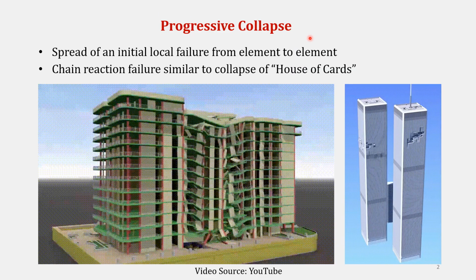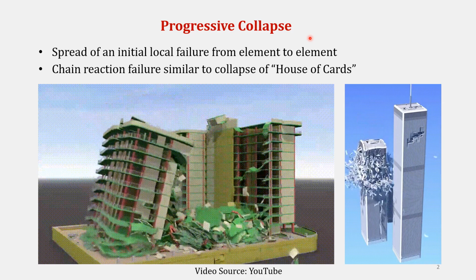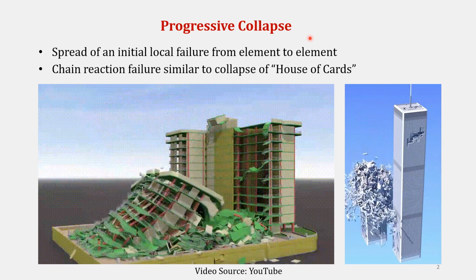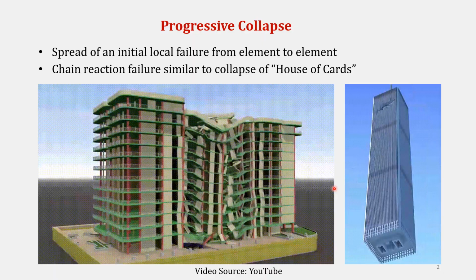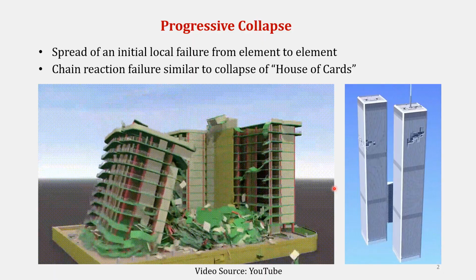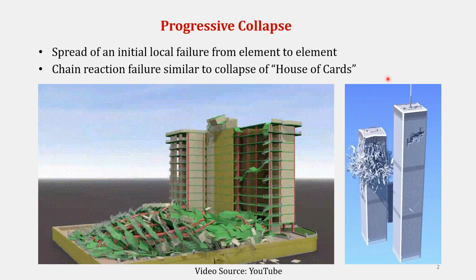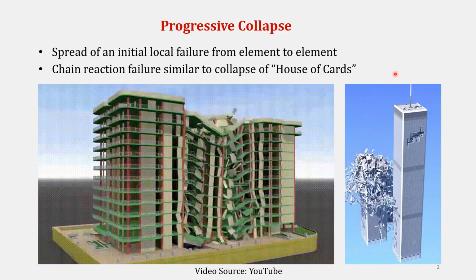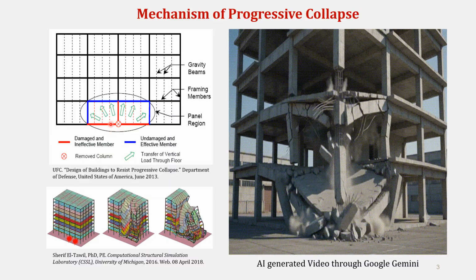So first question is, what is progressive collapse? As illustrated in this animated video, progressive collapse is a spread of initial local failure from element to element, which eventually results in the collapse of the entire structure or a disproportionately large part of it. It is a chain reaction failure which is similar to the collapse of a house of cards when one of the cards is removed.